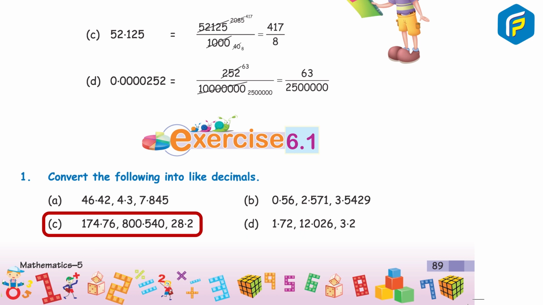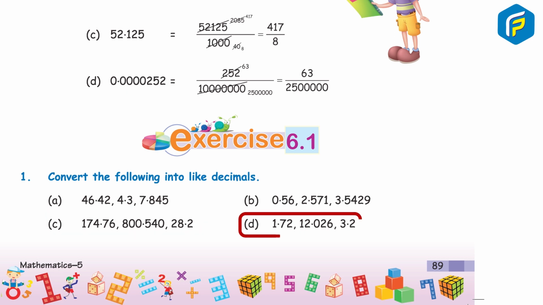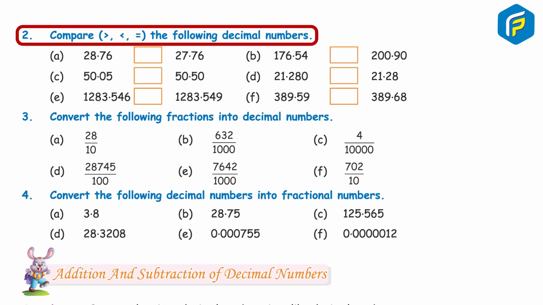800.500, 28.2. Answer 30. D. 1.72, 12.026, 3.2. Answer 153. Question 2. Compare greater than, less than, equals to the following decimal numbers.